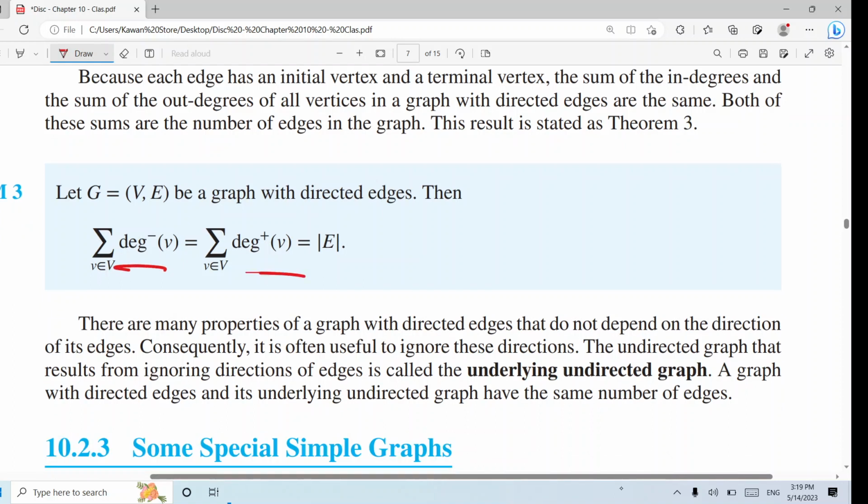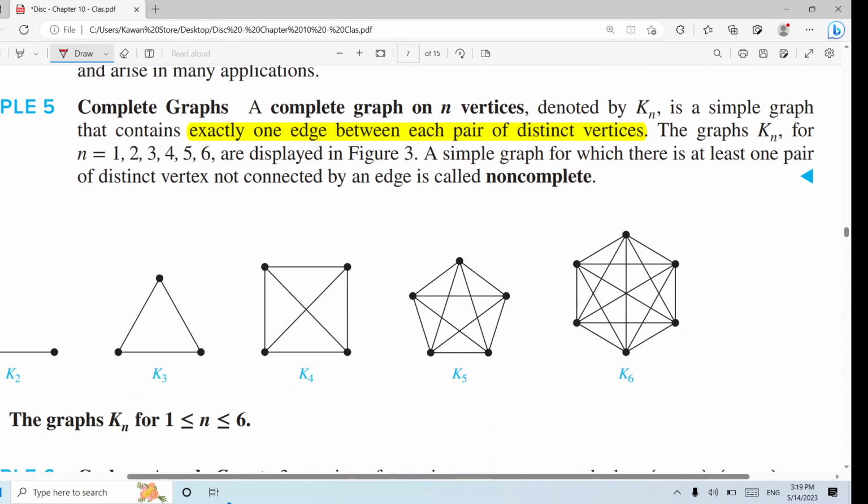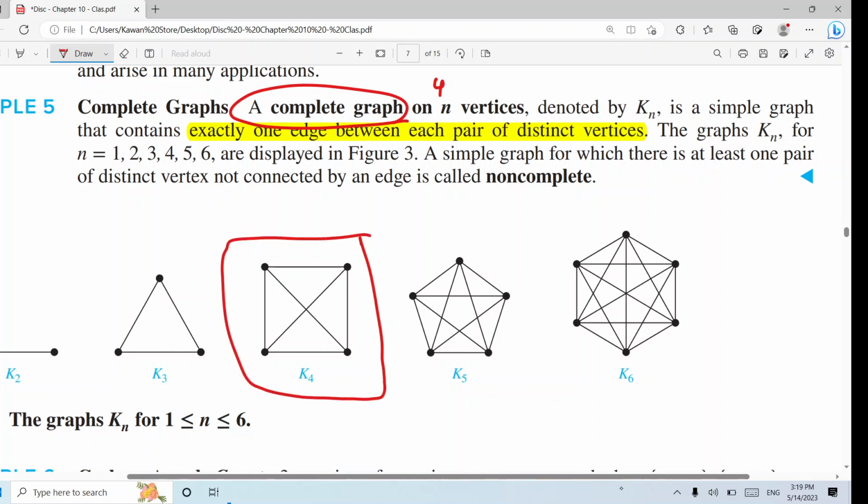So this is the summation of in and summation of out will give you the total number. During the exam, maybe I ask you to give me a complete graph for 4. Or I will give you the graph, and I say call them, or write them, or fill the gap. This graph is called what? It's called K4. What do you mean by K4? It means complete.